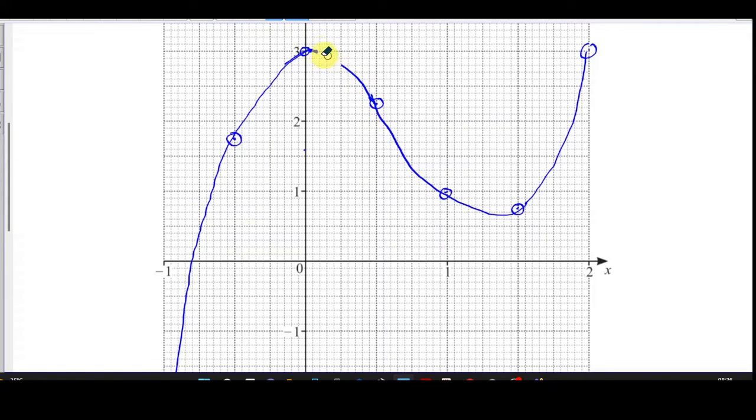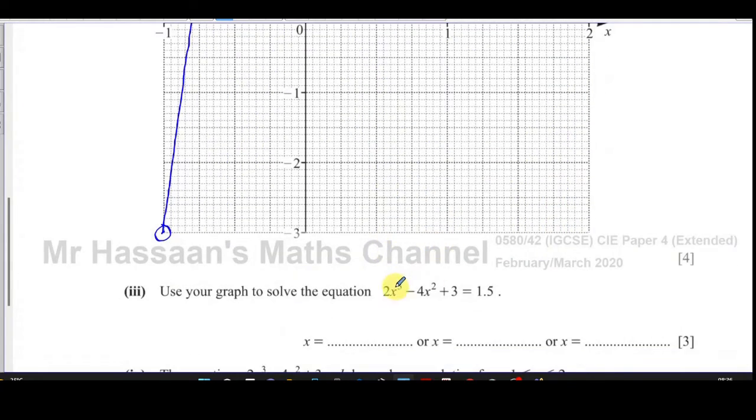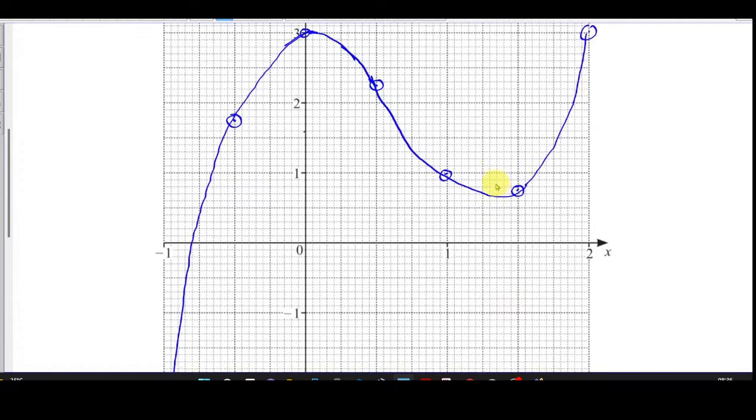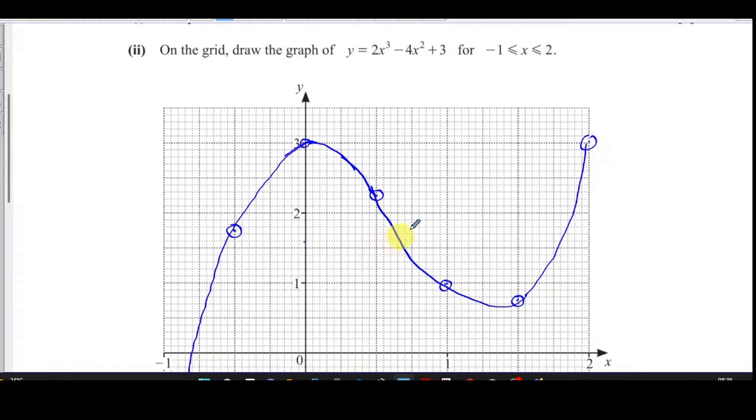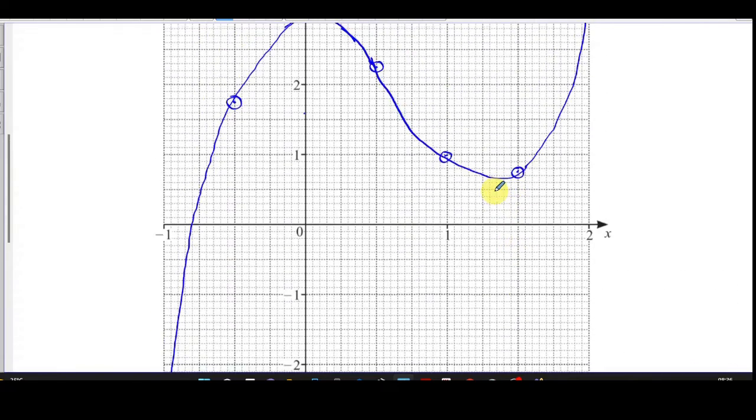Bit more rounded here, it needs to be. Sorry about this. Okay, all right, so something like that should be okay. All right, that's the graph of y equals 2x cubed minus 4x squared plus 3, between minus 1 and 2. All right, so that's the graph drawn.